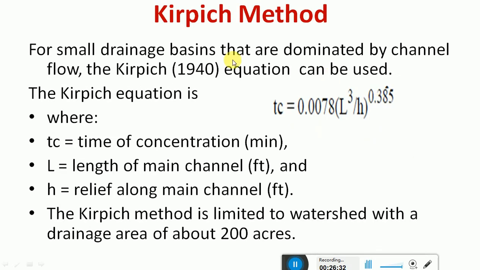Then we have something called the Kirpich formula. This can also be used to find the time of concentration. Here Tc is given by 0.0078 times (L cubed divided by H) to the power of 0.385. Here Tc is the time of concentration in minutes, L is the length of the main channel in feet, and H is the relief along the main channel. The Kirpich method is limited to watersheds with a drainage area of about 200 hectares. This is the limitation of the Kirpich formula.